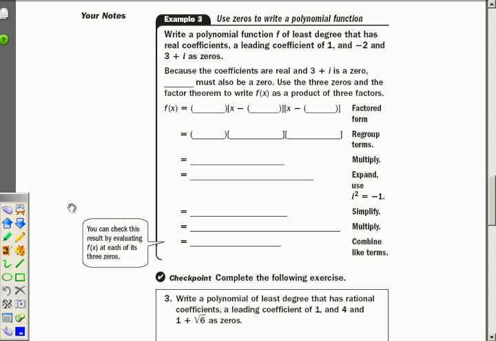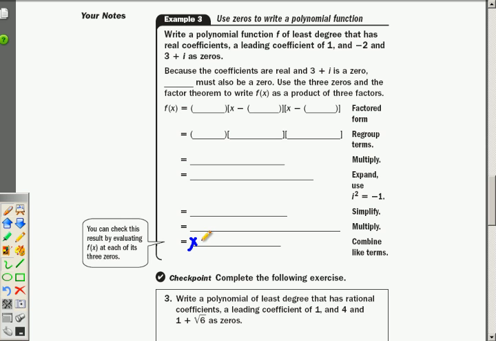This will be the last thing we do, just example 3, and we're not going to get into Descartes' rule at all. So it says write a polynomial function. This is on the test. There's a question just like this. Write a polynomial function f of least degree that has real coefficients, a leading coefficient of 1. So that means in the end I'm going to have just something x to the whatever power.